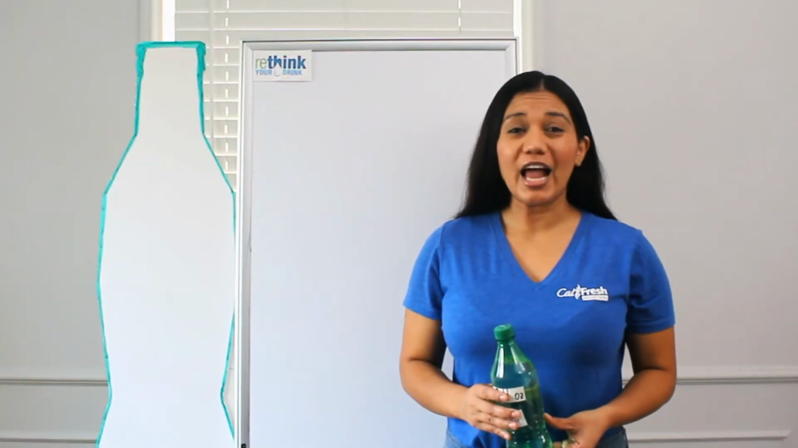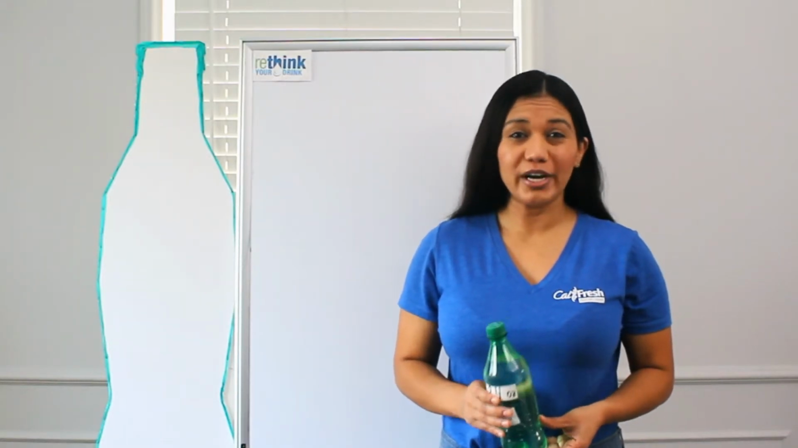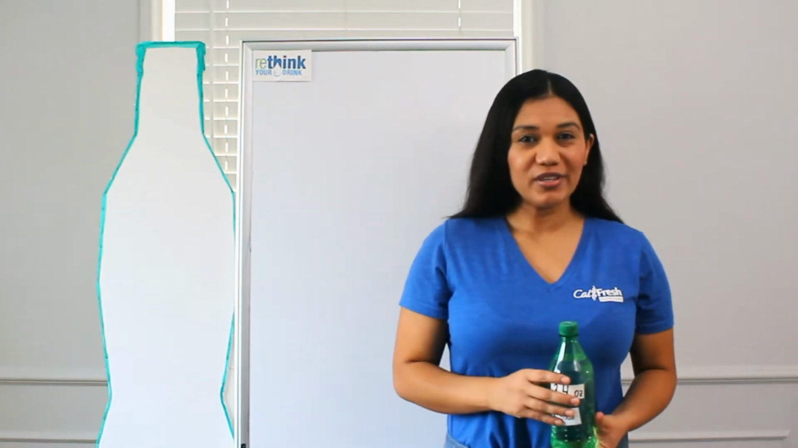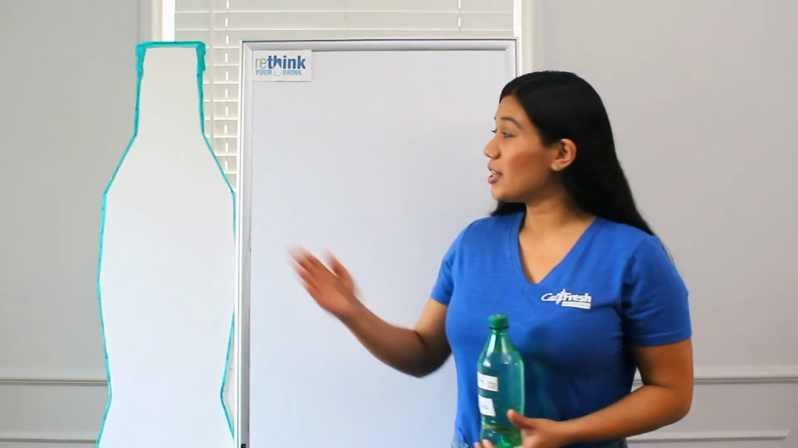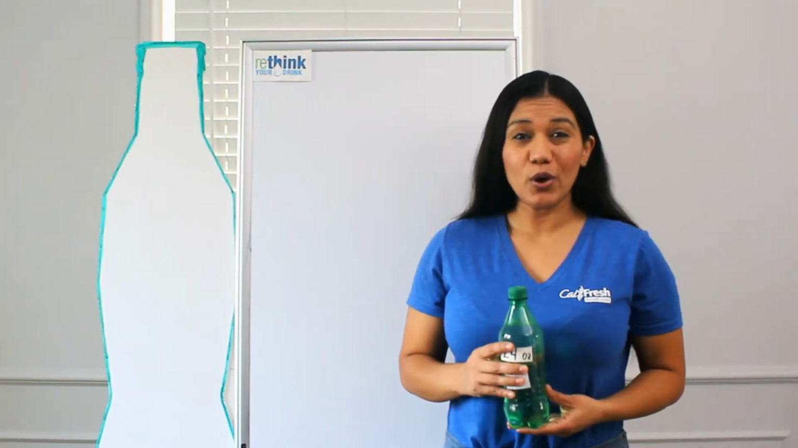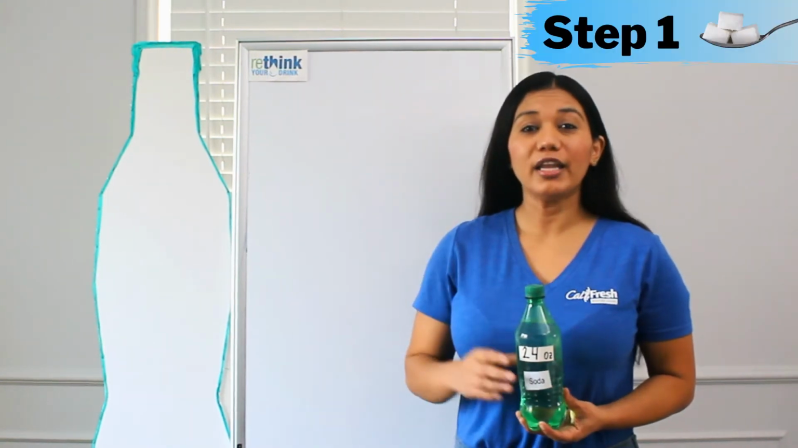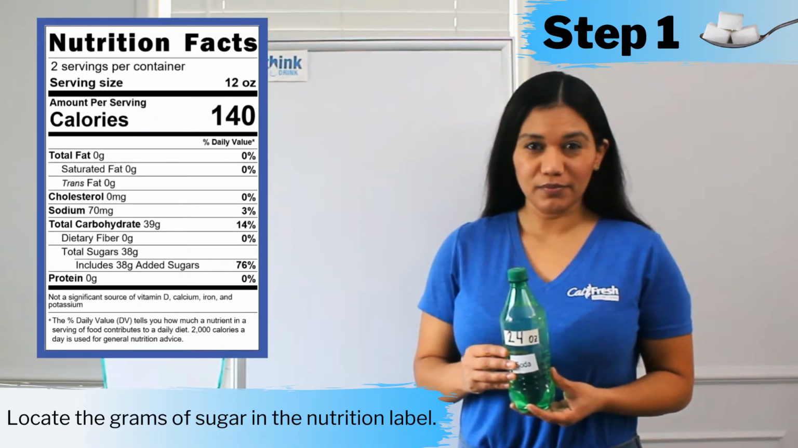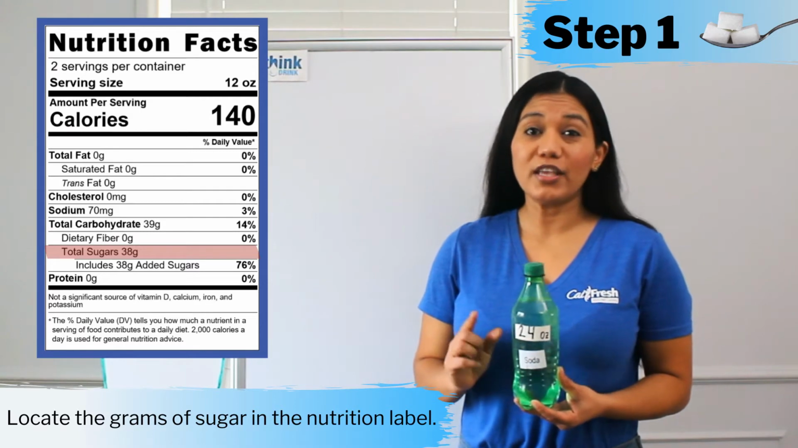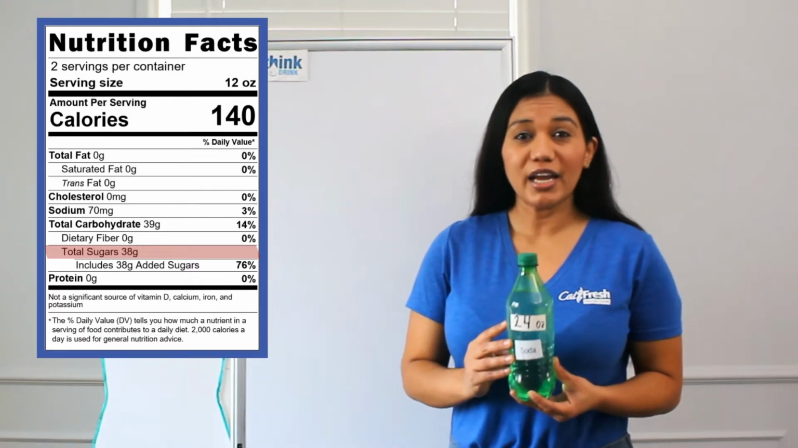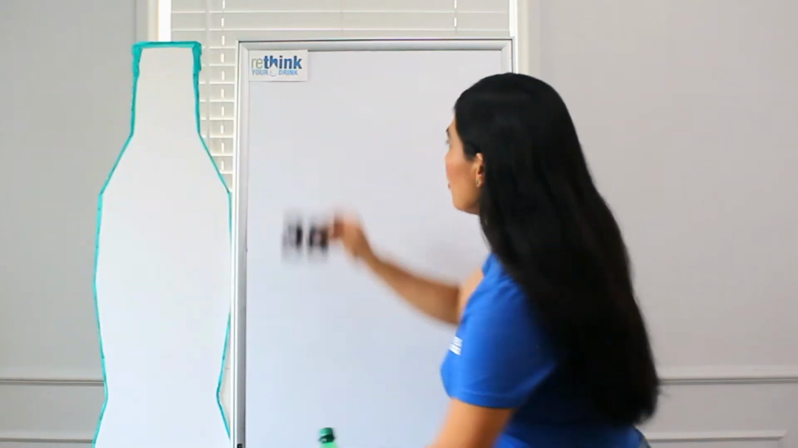Are you ready to calculate the number of teaspoons of sugar in this beverage? On the board, I will be showing you the steps, and I will be using this drawing to represent my 24-ounce bottle of soda. Step 1 is to locate the grams of sugar in the nutrition label. The nutrition label for this soda indicates next to the words total sugars that it has 38 grams of sugar.